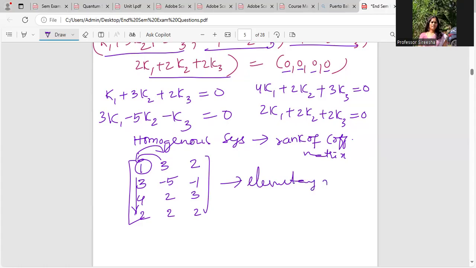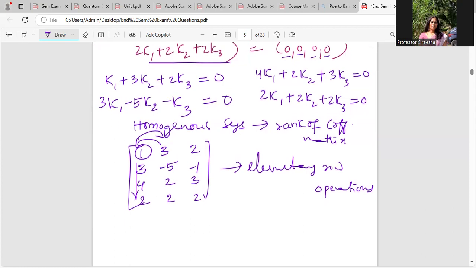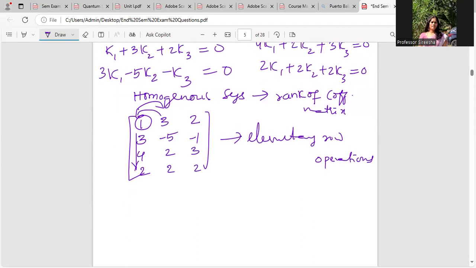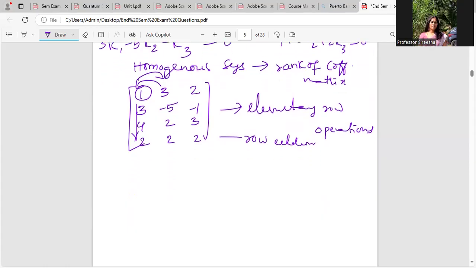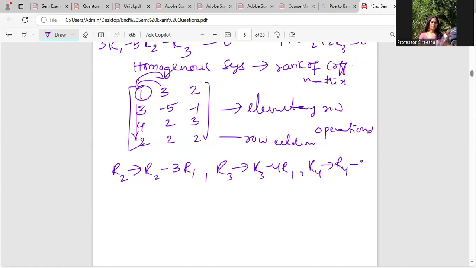Column operations are not allowed for a system of equations. If it's a matrix, then you can go with both row and column. That's why I'll be doing only row echelon form. There's also column echelon form, but for a system of equations, it's invalid. What are the operations that I'll be doing? R2 minus 3R1, because I want 0 in the place of 3. R3 is R3 minus 4R1. R4 is R4 minus 2R1.